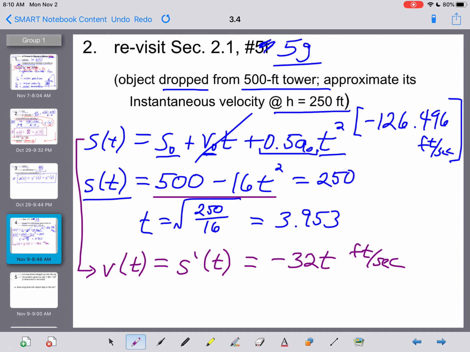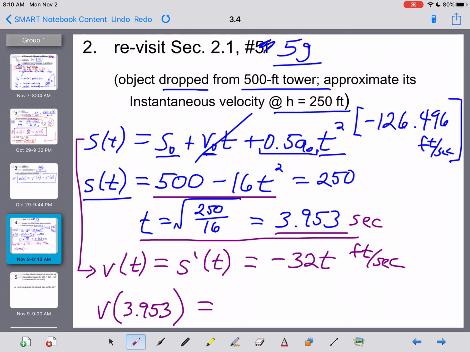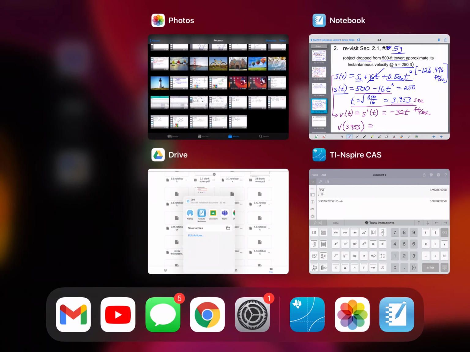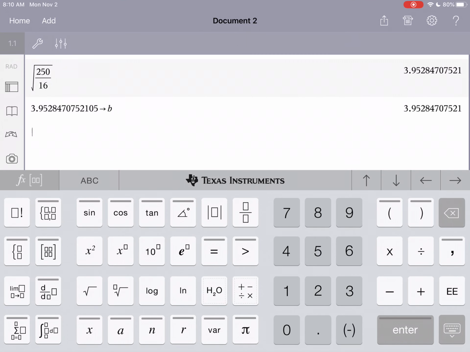So what we want to do is measure the actual velocity of this object at the moment when it's at a height of 250 feet, which happened right here at 3.953 seconds. So we're going to evaluate v of 3.953, and let's see what that gets us. Our velocity function is simply negative 32 times your t value. So I'm going to type in negative 32 times, and I realize now I could have done last answer, but I went ahead and stored that in as B, so let's do that.